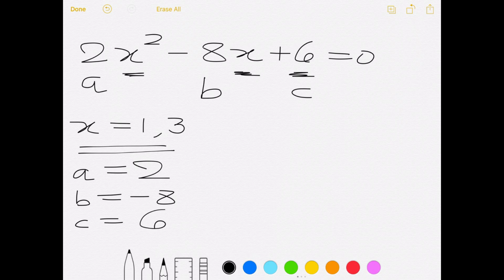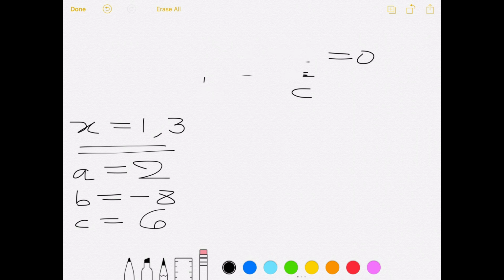Is it okay? Okay, now moving on. Suppose from the zeros we have 1 and 3. What if I get the sum of the zeros?